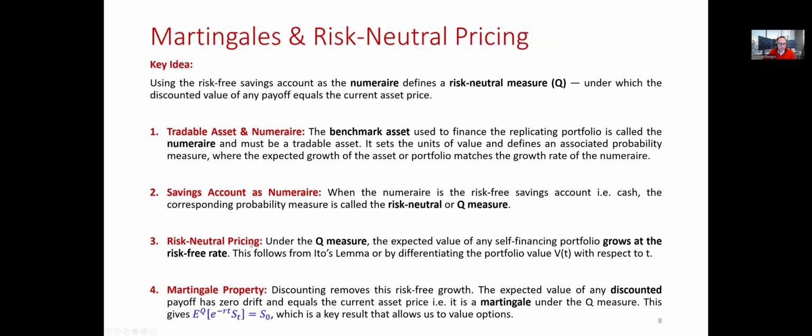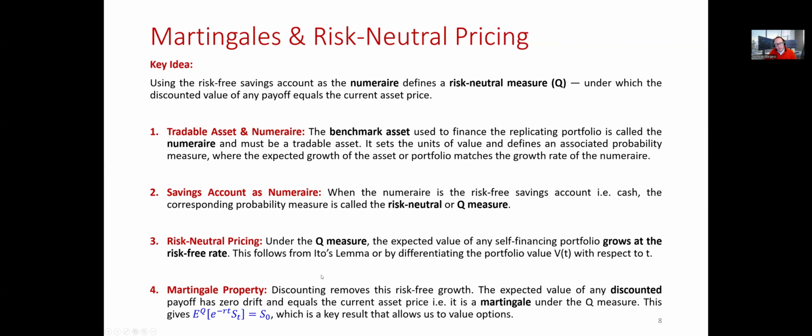Now, for risk neutral pricing, when we use the Q measure, the expected value of the self-financing portfolio grows at the risk-free rate. This is just leading on from point two. So it follows, and this can be confirmed by using Ito's lemma or differentiating the portfolio value V with respect to T. If we were to apply Ito's lemma to the replicating portfolio value, you'd see that it grows at the risk-free rate. But that's only because we're using cash as a benchmark asset or the numeraire. So under this Q measure, we grow at the risk-free rate.